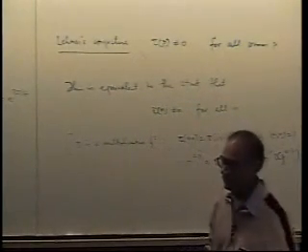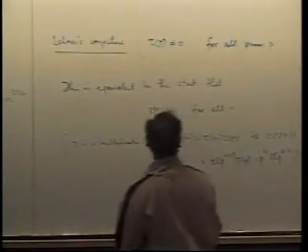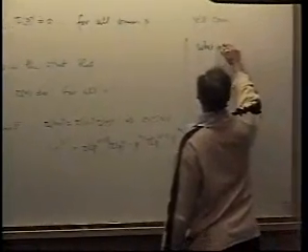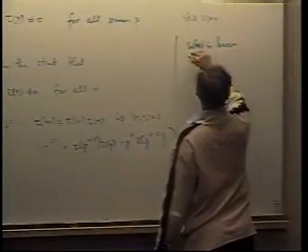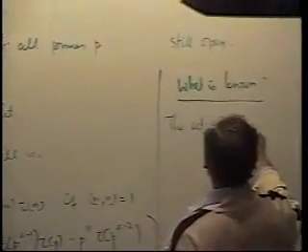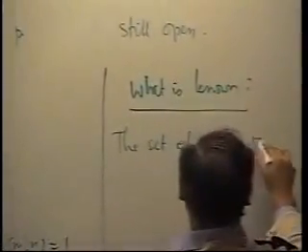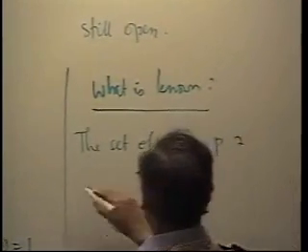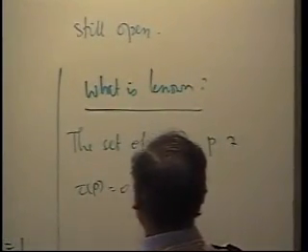No. It's not known. However, it is known the following. What is known? Okay, it's a good point. What is known? The set of primes is density 0. The set of primes p less than or equal to x such that tau of p is 0 has density 0.